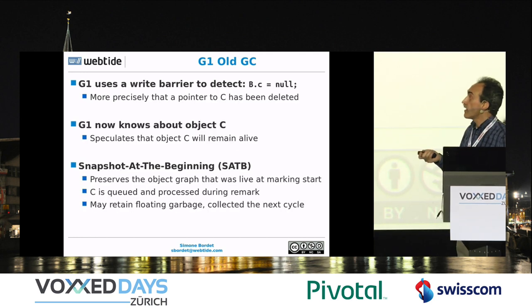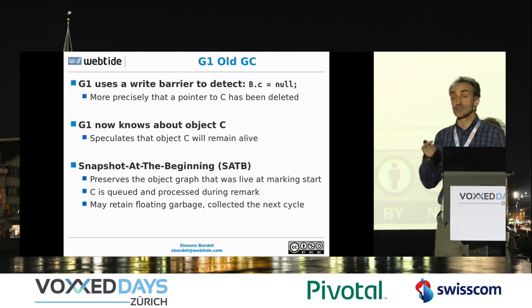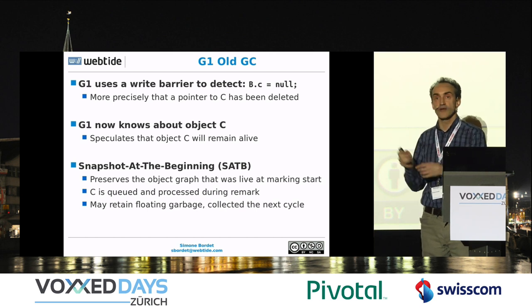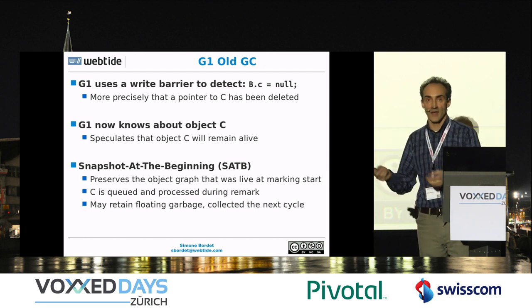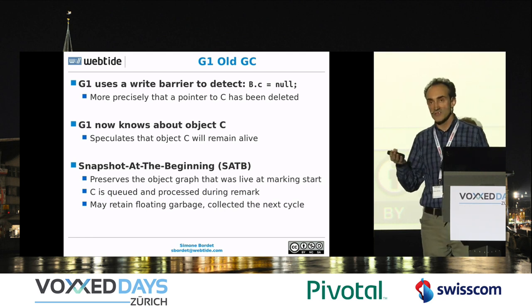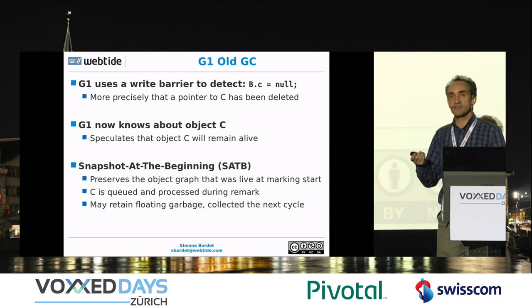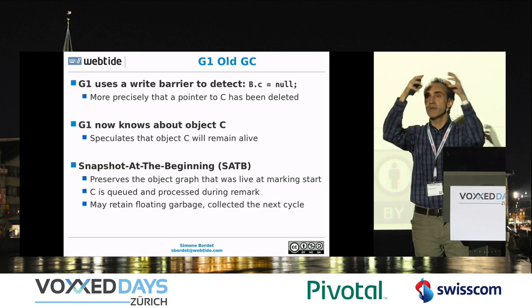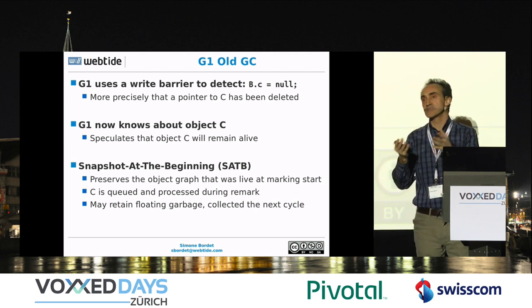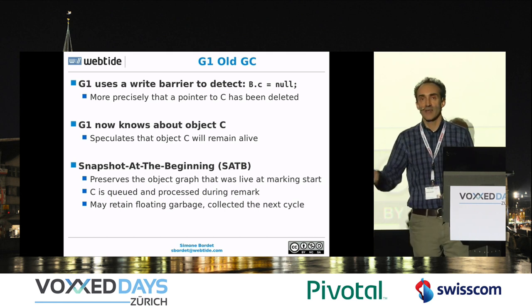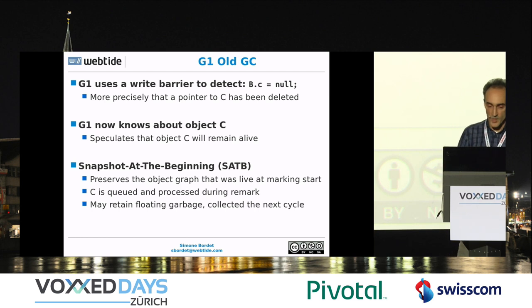And so this technique happens to be much more efficient. For example, CMS doesn't use this technique, and in G1 they chose to use it because such techniques are known to be faster and better. So it's okay, I may retain some floating garbage, which is what C is, but it doesn't matter because on the next cycle nobody is really pointing to C. So we'll navigate the object graph again, and C will not be navigated and therefore will be garbage. On the next cycle, I will remove C, no problem, all right?